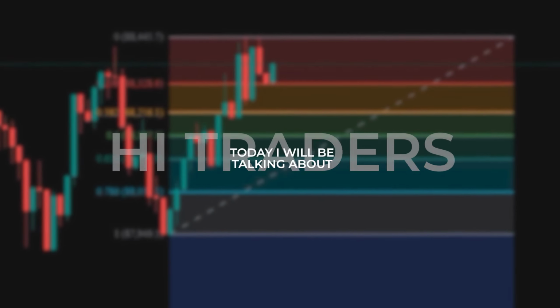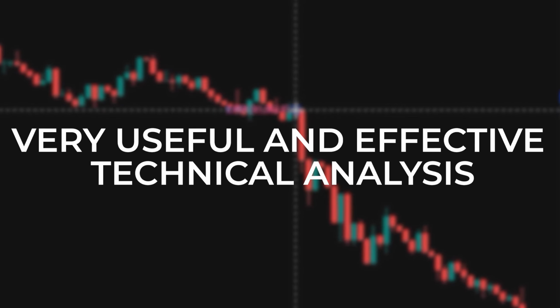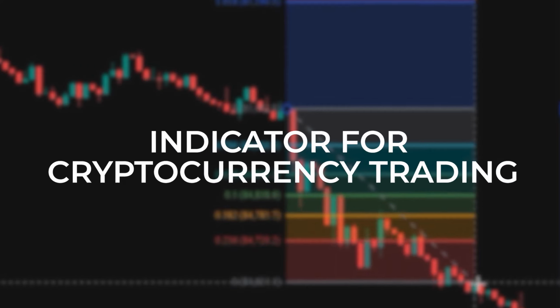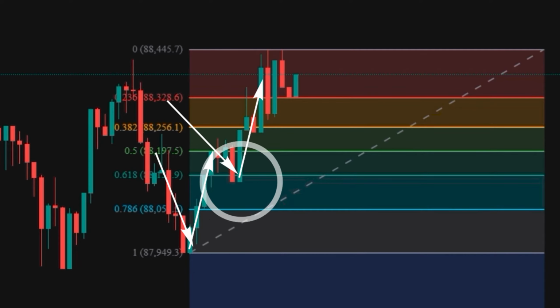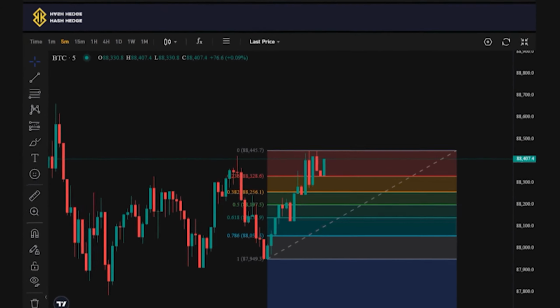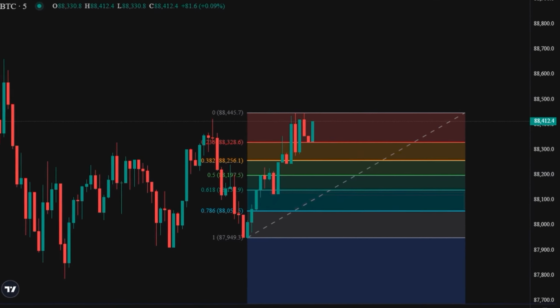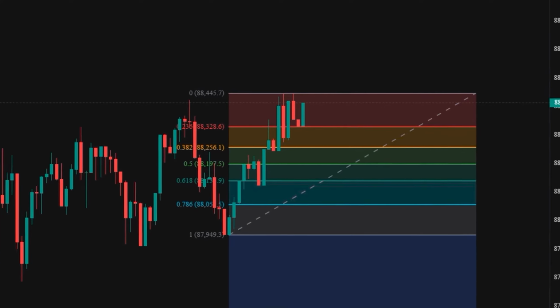Hi traders. Today I will be talking about a very useful and effective technical analysis indicator for cryptocurrency trading. This is one of the most popular indicators in trading, called Fibonacci levels. I'm sure you may have seen them. They look like a grid of these levels plotted on a regular trend chart.